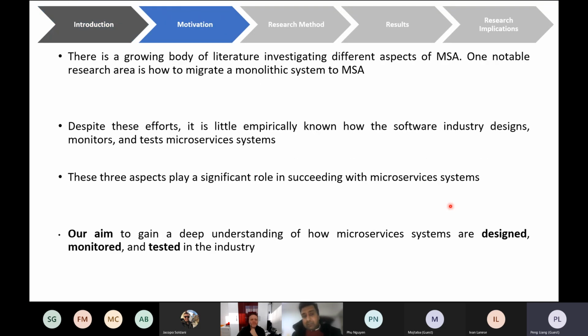So there is a growing body of literature that investigated different aspects of the microservices architecture style. One notable research area is how to migrate a monolithic system to a microservices architecture. Despite these efforts, little is empirically known about how the software industry designs, monitors, and tests microservices systems. These three aspects play a significant role in succeeding with microservices systems. For this study, our aim was to gain a deep understanding of how microservices systems are designed, monitored, and tested in the industry. So this was the main goal, the aim of the study.